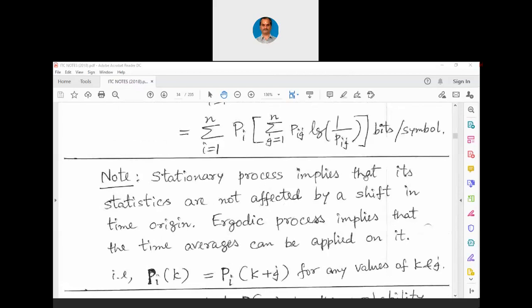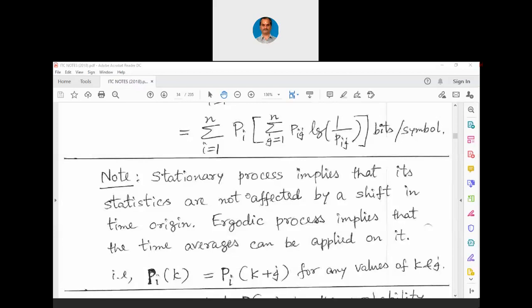Stationary process implies that its statistics are not affected by a shift in time origin. Ergodic process implies that the time averages can be applied on it. So, understand this. This is what I have been telling since I started this class. That is, Pi of k equals Pi of k plus j for any value of k and j. That means time averaging can be applied even to a stochastic process. That is how we make this assumption.